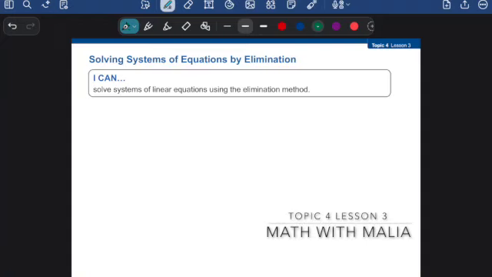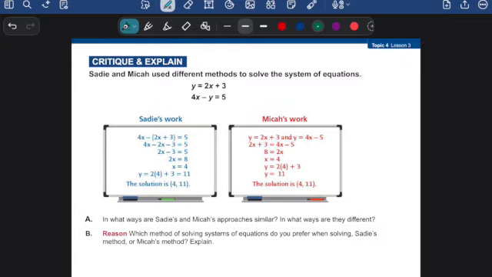Today we're doing Savvas enVision Algebra 1, Topic 4, Lesson 3, Solving Systems of Equations Using Elimination. After this lesson, you'll be able to solve systems of linear equations using the elimination method. So the previous lesson we did substitution. Today we're going to see when it might be better to use the elimination method.